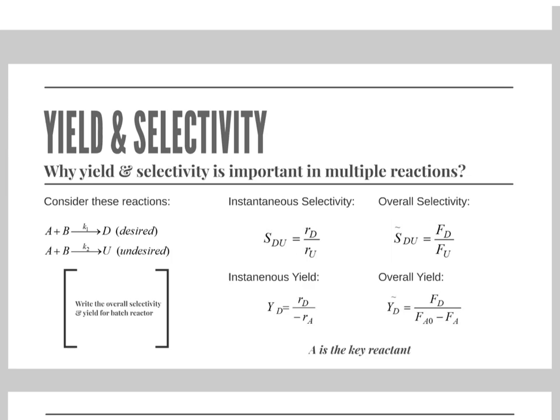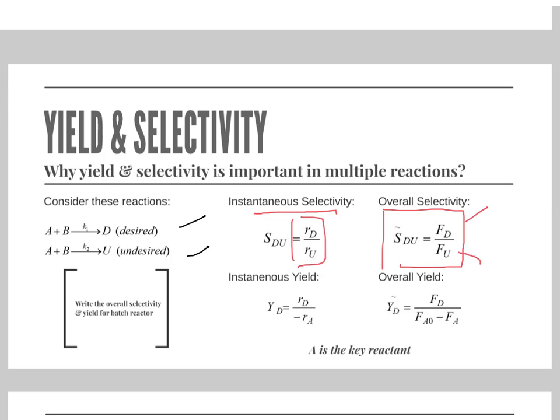Why are yield and selectivity important in multiple reactions? We would like to consider these particular reactions: A plus B to the desired product, and A plus B to the undesired product, with 2 different rate constants. To measure the instantaneous selectivity, we just measure the rate of reaction of the desired divided by the rate of reaction of the undesired. The overall selectivity, however, is measured by the flow rate of the desired divided by the flow rate of the undesired.